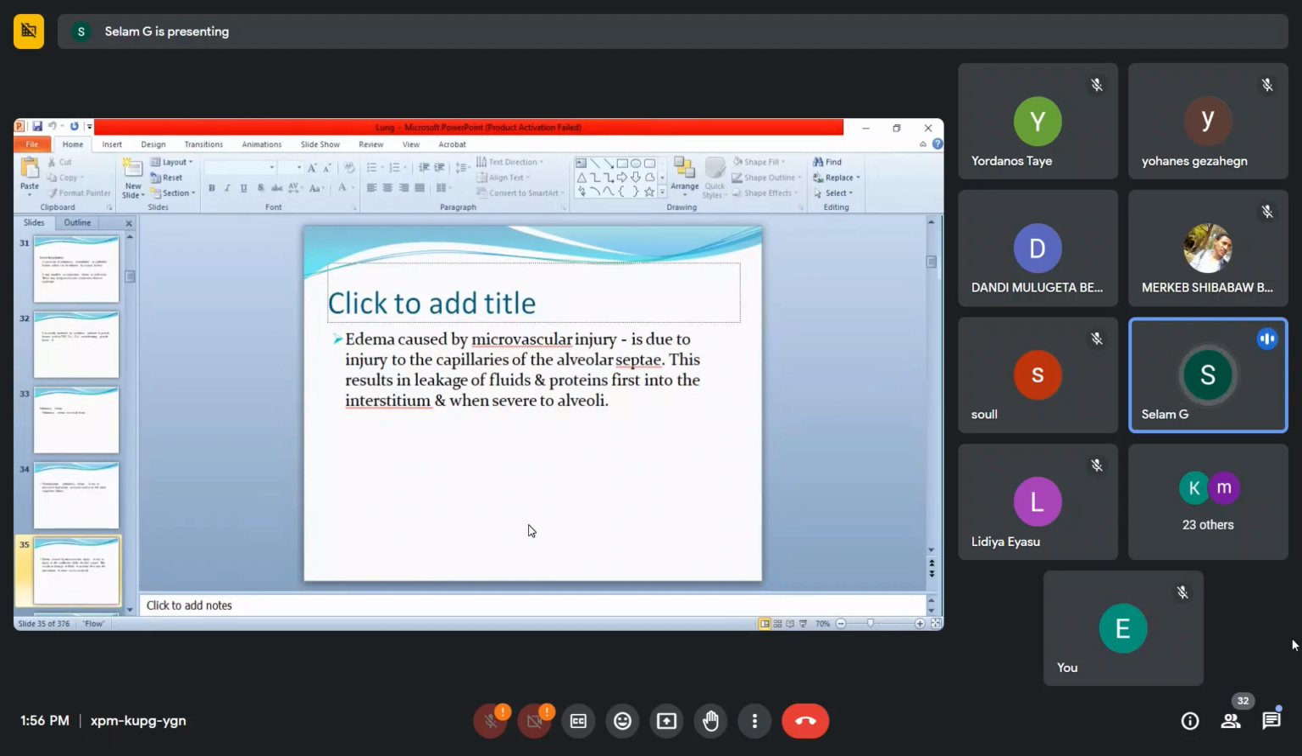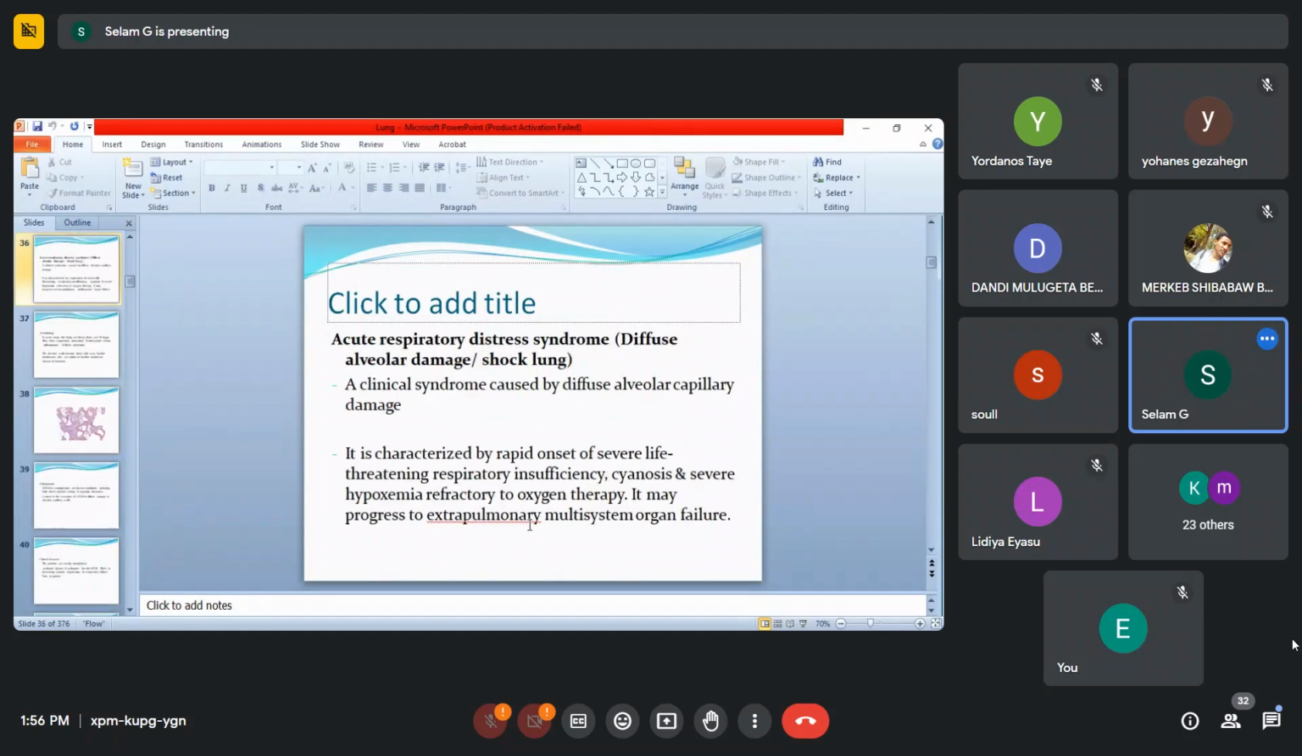This results in leakage of fluid and proteins first into the interstitium and, when severe, to the alveoli. So this all results in acute respiratory distress syndrome, or we call that diffuse alveolar damage or DAD, or we call it shock lung. So this is a clinical syndrome caused by diffuse alveolar capillary damage, and it is characterized by rapid onset of severe life-threatening respiratory insufficiency, cyanosis, and severe hypoxemia refractory to oxygen therapy.